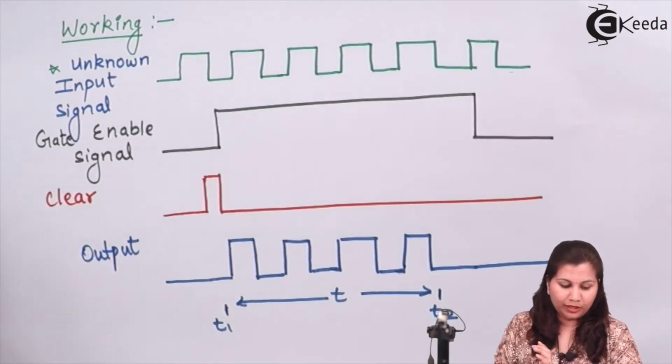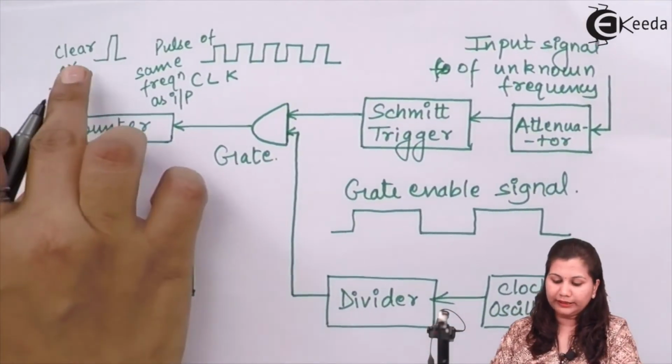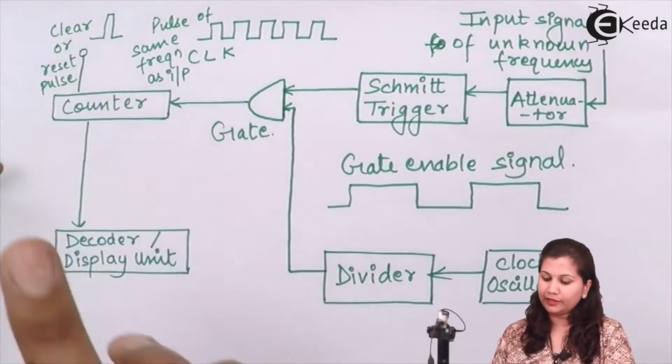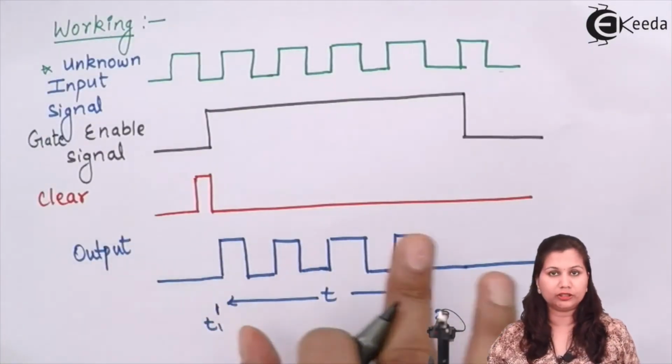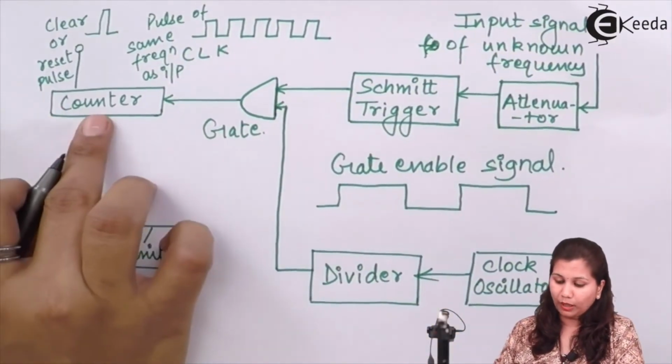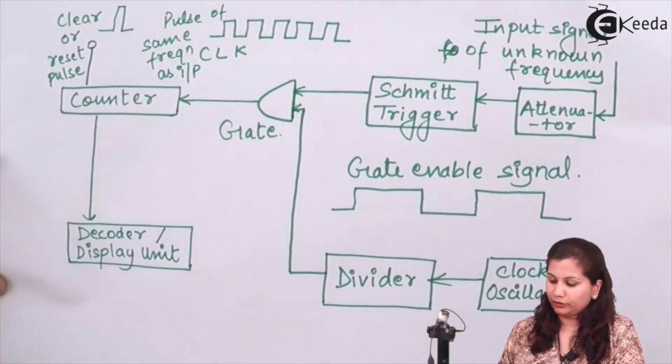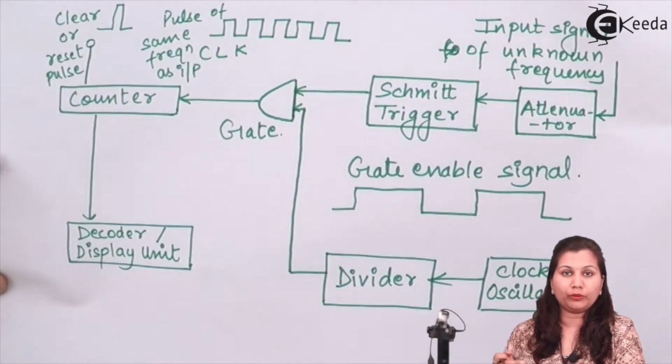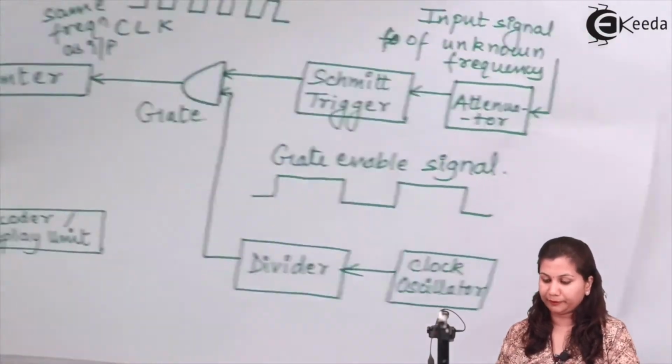Okay. Now to the counter, a clear or reset pulse is applied. So the third waveform is for the clear pulse. Then the output of the counter. What is the output and how are we going to measure the frequency through it?